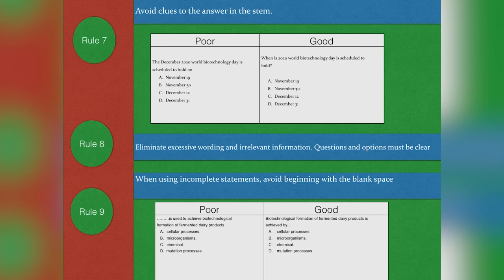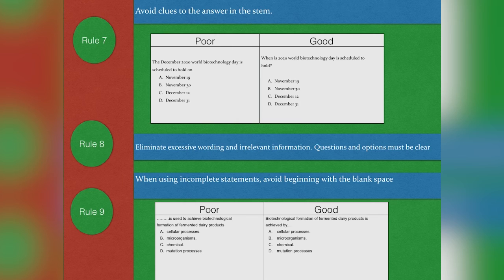Rule number 7: you see, when you see this kind of question that provides a clue to the answer in the stem. For example, the December 2020 World Biotechnology Day is scheduled to hold. It's already providing a clue to the answer, knowing that the November options are already out of it. So when you see something like this, bring it to their attention. They can correct it like this: when is 2020 World Technology Day scheduled to hold? It's clear. So bring it to their attention if you see that a clue is provided in the stem.